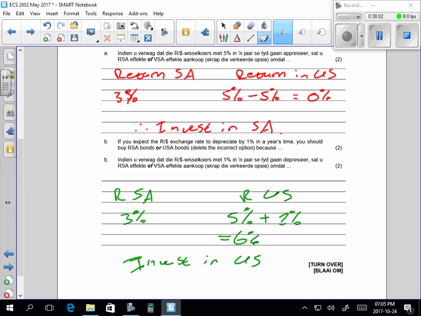All right. Yeah, for question B, you're comparing the 6% and 3%. So you would definitely invest in the US.